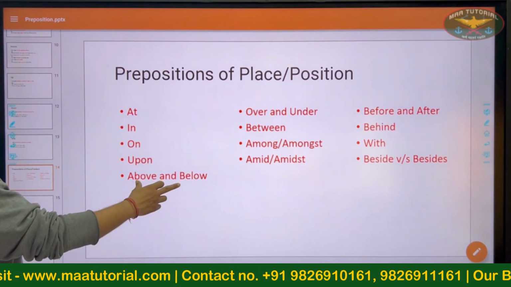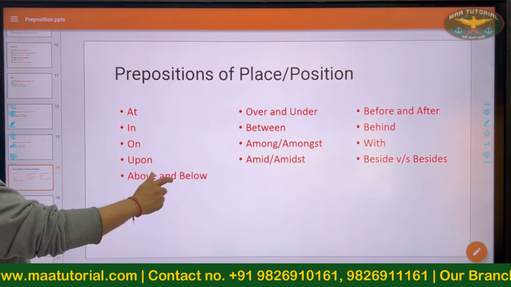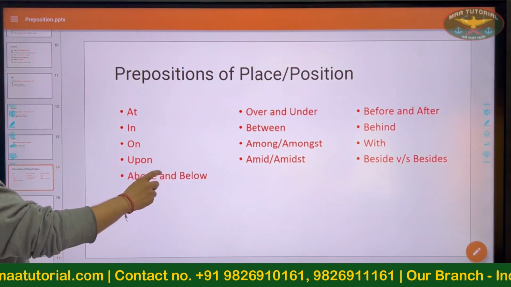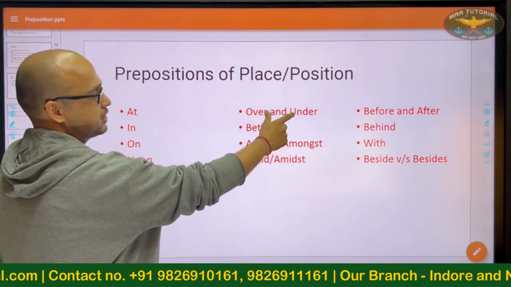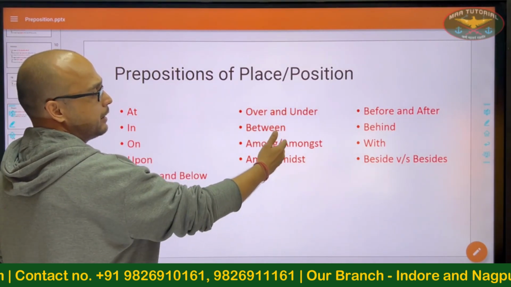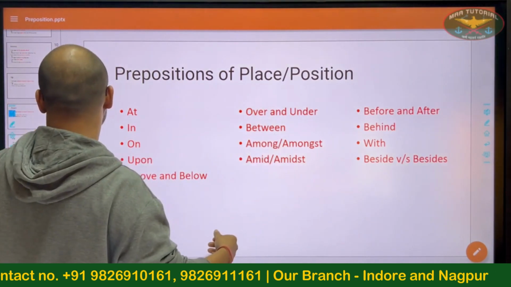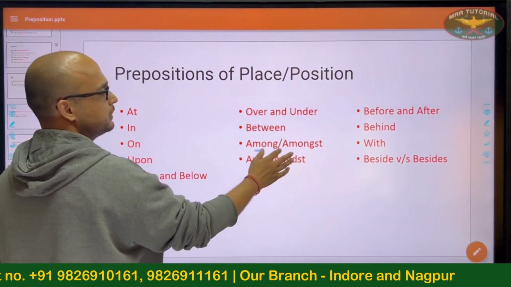So above and below together. Why? Because these are opposites of each other, used in a similar way but to tell about different things. Over and under are also opposites of each other. That is why they have an and. Among and amongst, they have a slash in between because they are used interchangeably. Both of them mean the same thing.